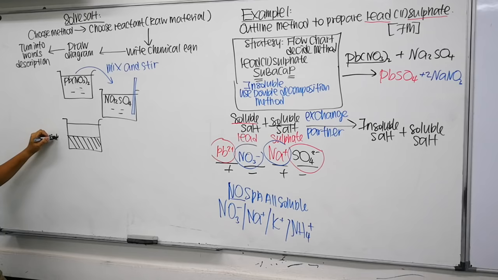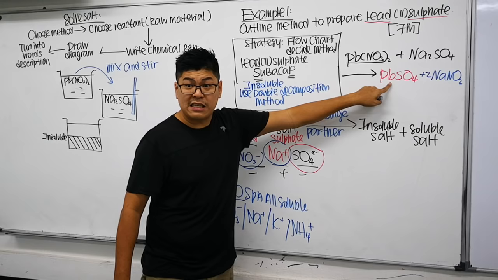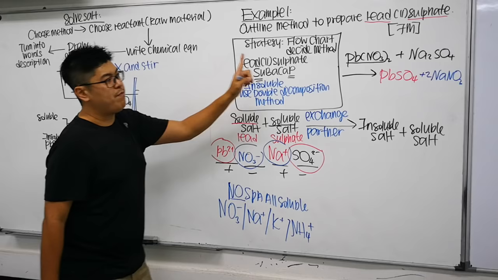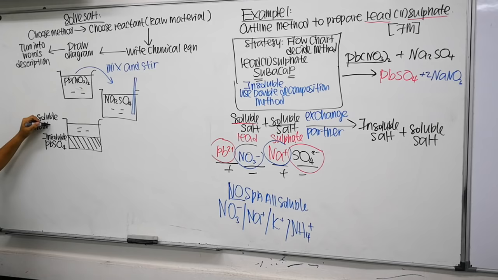Lead sulfate. Lead sulfate is insoluble. So you have the insoluble lead sulfate at the bottom. On top here, you have the soluble one. So the soluble one, who is it? Refer to your equation. Sodium nitrate. So you already have sodium nitrate here. Is it okay so far? Get an idea? So you already formed two layers.